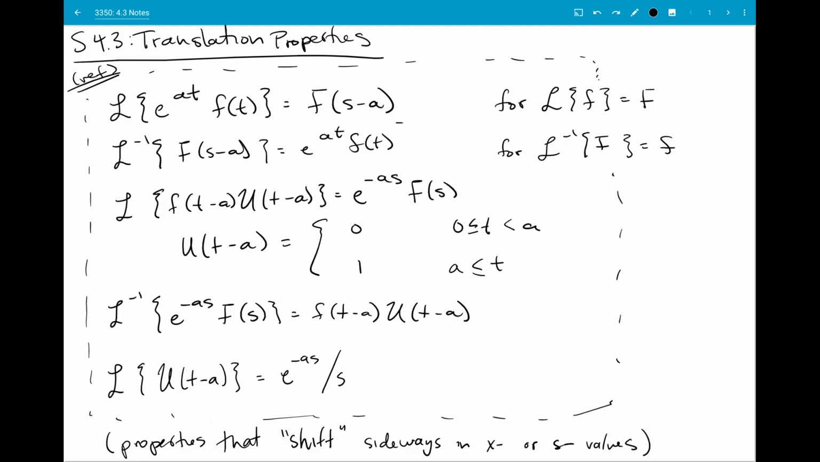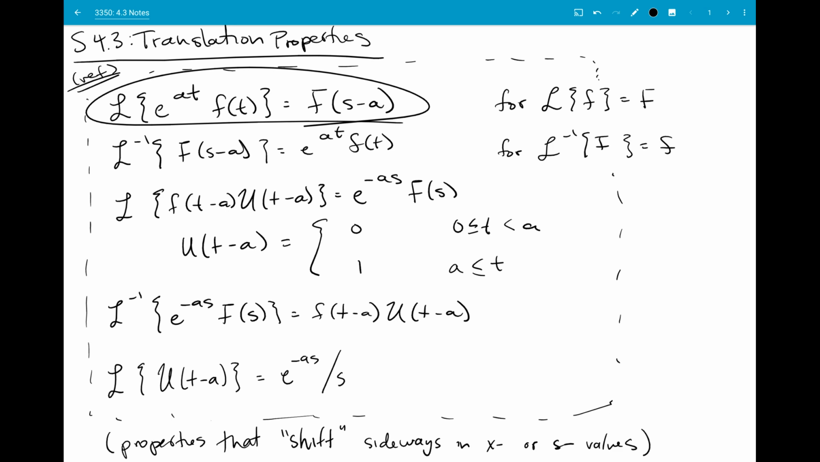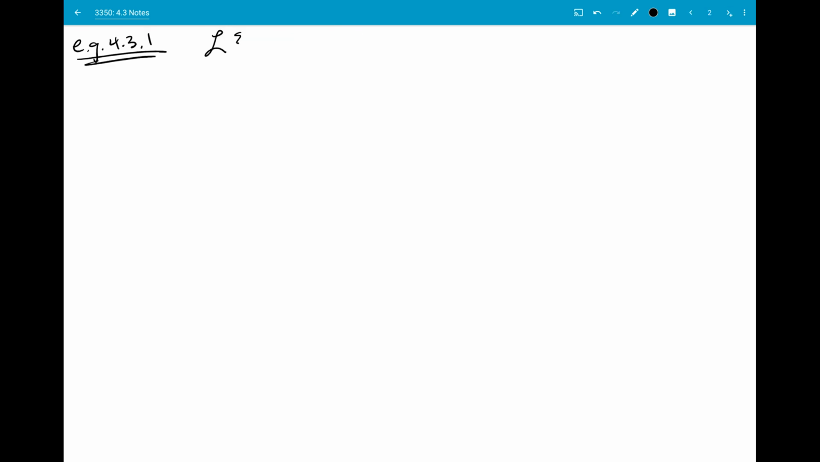All right, so now we're ready to go ahead and work through an example. And this is going to be of the first property, section 4.3.1. And we're looking at this first property right here: L of e to the at f of t is equal to f of s minus a. So I'll go ahead and write that we're using L of e to the at f of t is equal to f of s minus a.